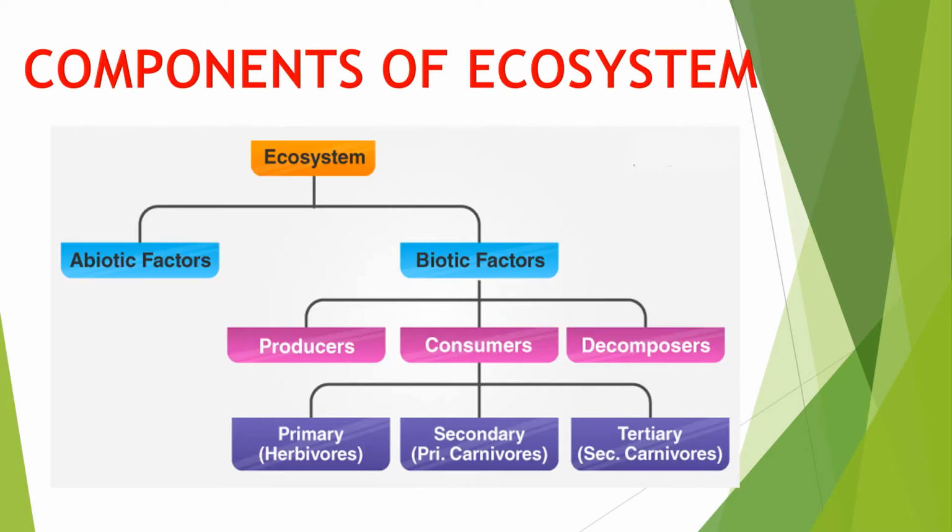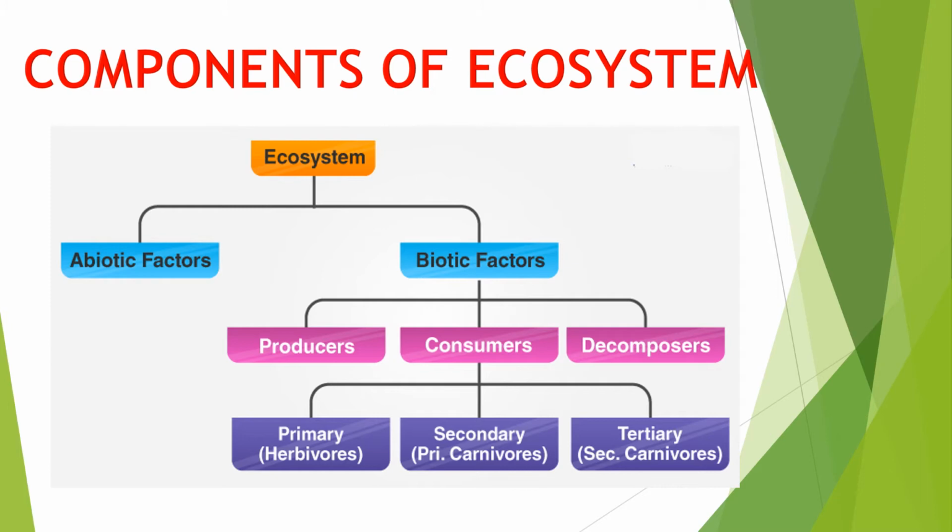Next comes the components of ecosystem. Ecosystem consists of two components, abiotic factors and biotic factors. Abiotic factors are the non-living components of ecosystem, and biotic factors are the living components of ecosystem. Biotic factors are further classified into three types: producers, consumers, and decomposers. And consumers are further grouped into three types: primary, secondary, and tertiary.